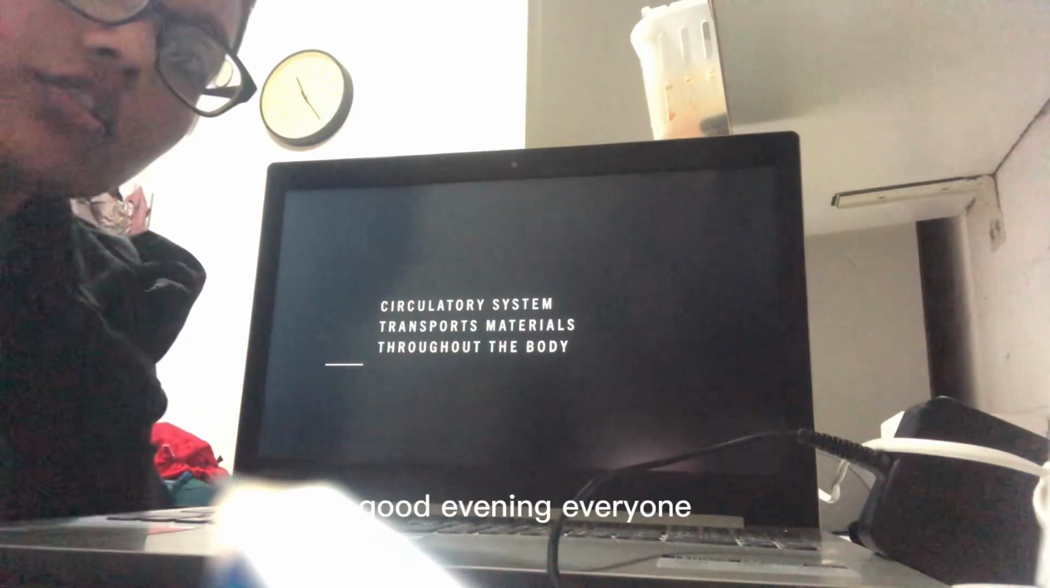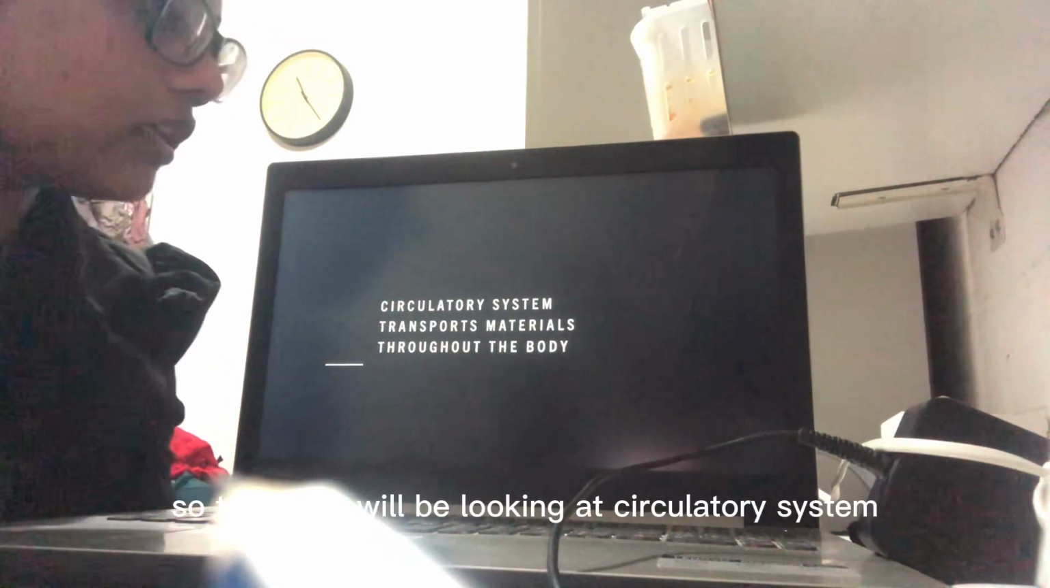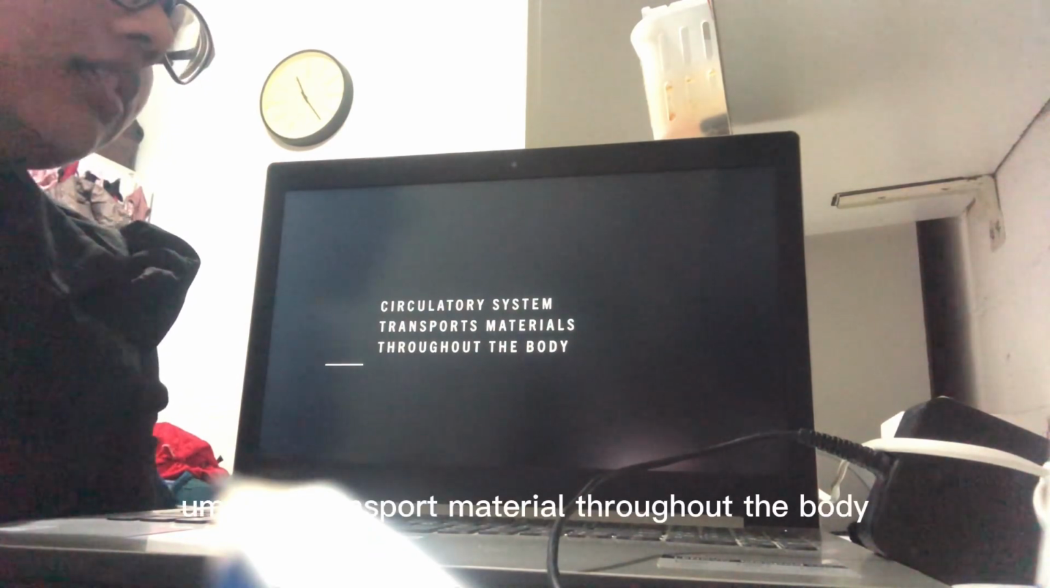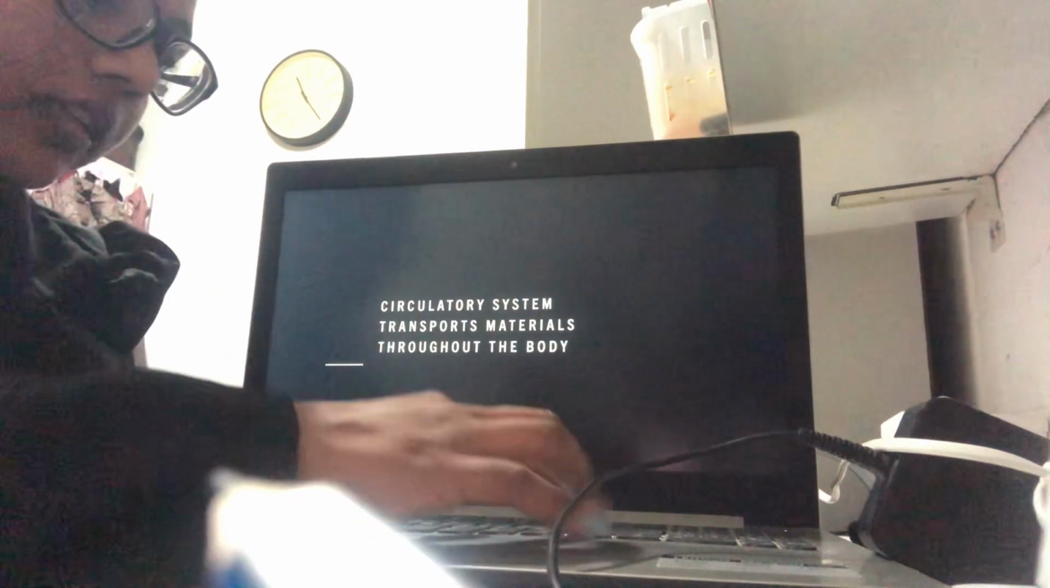Good evening, everyone. So today we will be looking at the circulatory system as a transport system throughout the body.